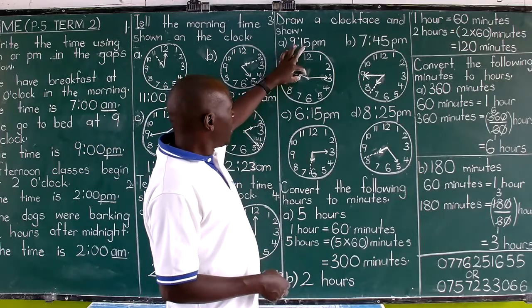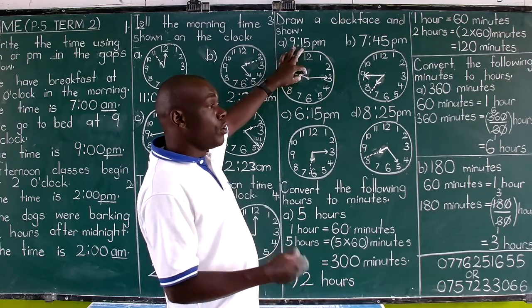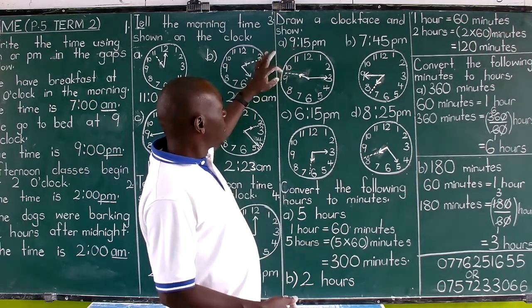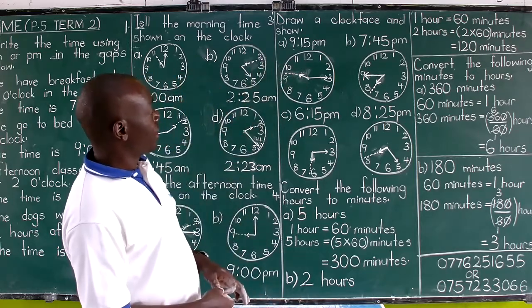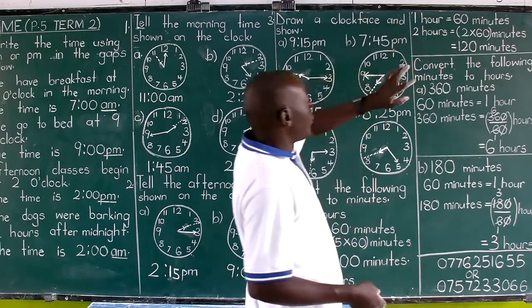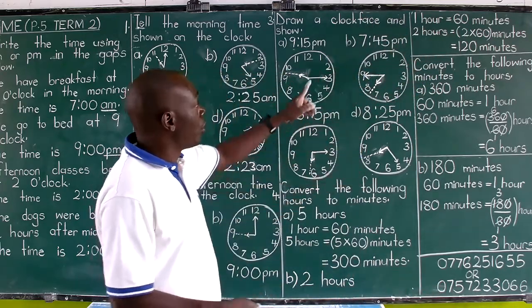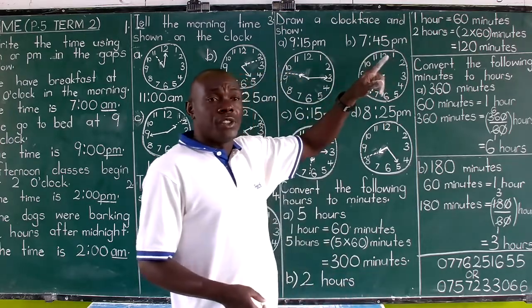So let the hour hand, the shorter hand, have gone a little beyond 9. So be careful about that. As you look at part B, 7:45 p.m. Of course, p.m. will not be shown. We show 7:45. 45 divided by 5, you get 9.